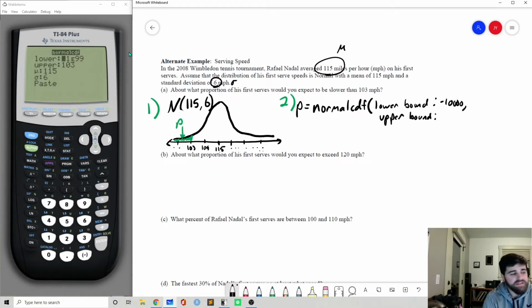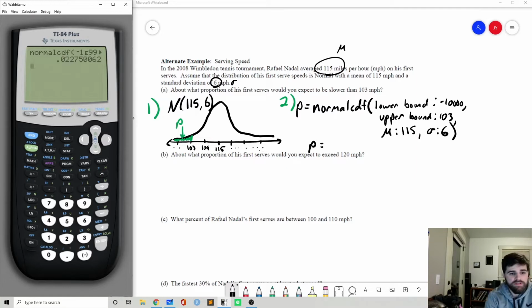So we can use the calculator instead of using the old school method of looking up values on table A and things like that. This is a totally acceptable method, but we do have to explain ourselves pretty well. I do want to show exactly what I put in the calculator and show that I understand what's going on. My lower bound was a negative small number, my upper bound was 103, my mean, my standard deviation. Cool, let's throw that into the calculator. And we'll get 0.0228.